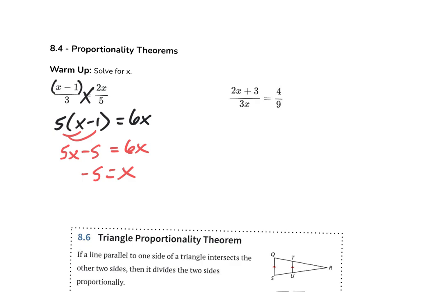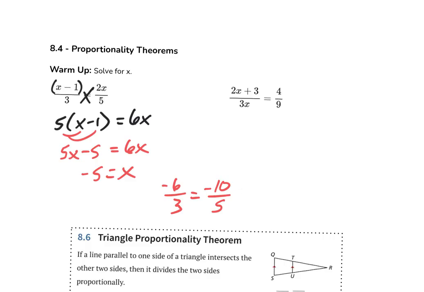If I were to check my answer, just to show you that this makes sense, negative 5 minus 1 would be negative 6. So this would be negative 6 over 3. The other side is 2 times negative 5, which is negative 10. And this is negative 10 over 5. All we're trying to determine is, are these two equal? You can always check your answer, guys.